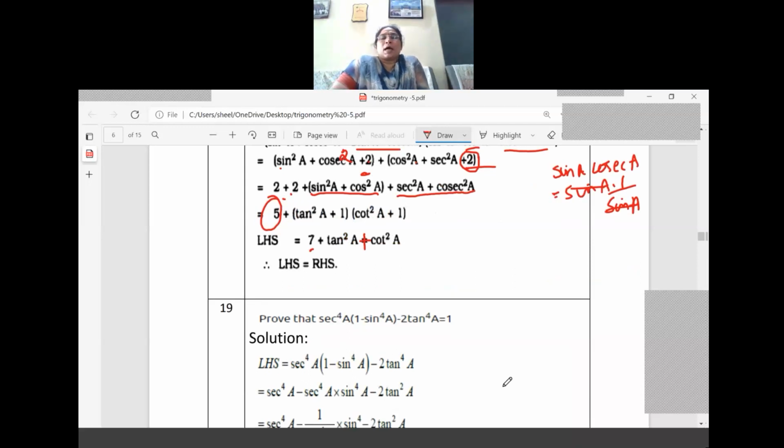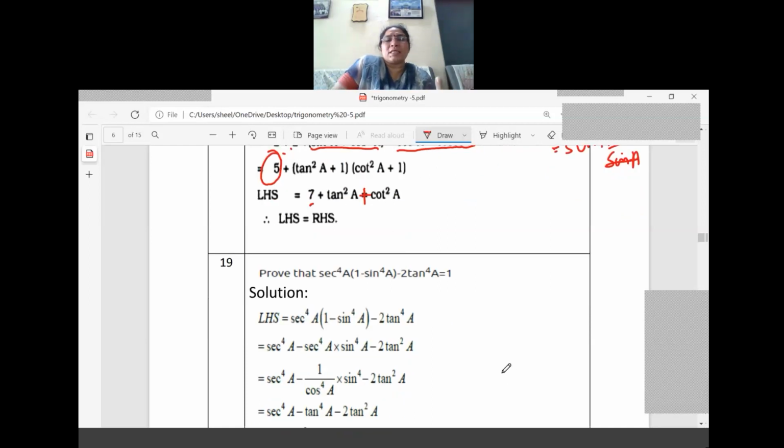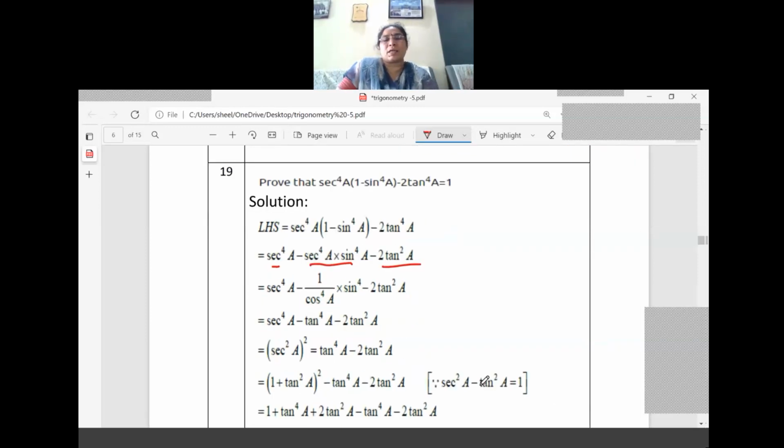Next question. Prove that sec raised to 4A into (1 minus sin raised to 4A) minus 2 tan raised to 4A equals 1. That is the question. So we have to go for sec raised to 4A into (1 minus sin raised to 4A) minus 2 tan raised to 4A. So sec raised to 4A we are expanding first: sec raised to 4A into 1, that is sec raised to 4A, minus sec raised to 4A into sin raised to 4A, multiplied, minus 2 tan square A. I think it is 2 tan square A, then only we'll get the answer.